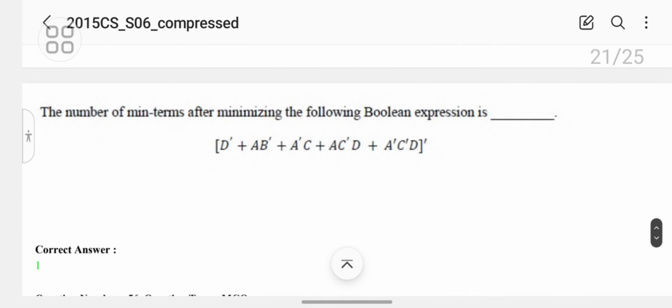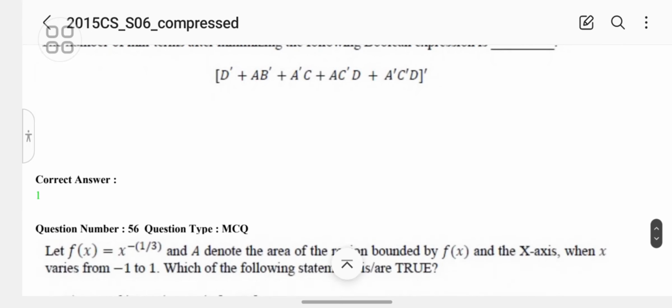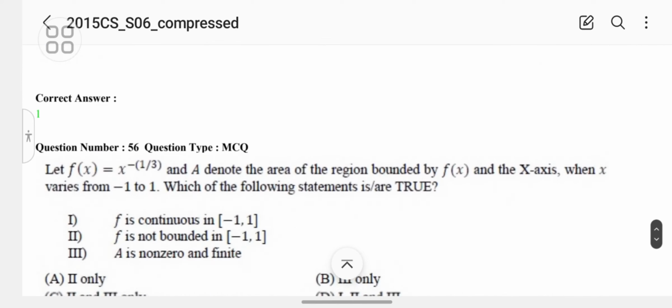Next, the number of minterms after minimizing the following boolean expression is what? For this expression, our answer will be 1.